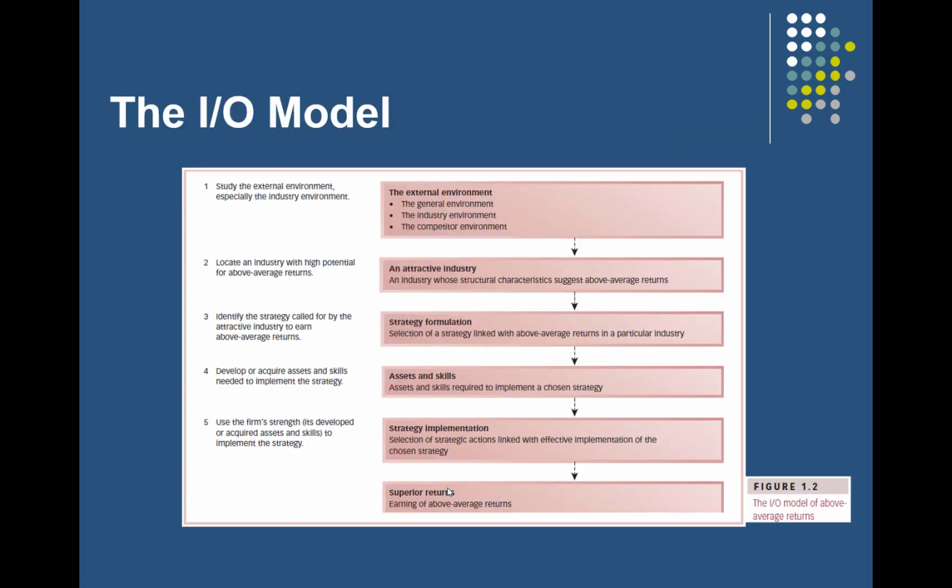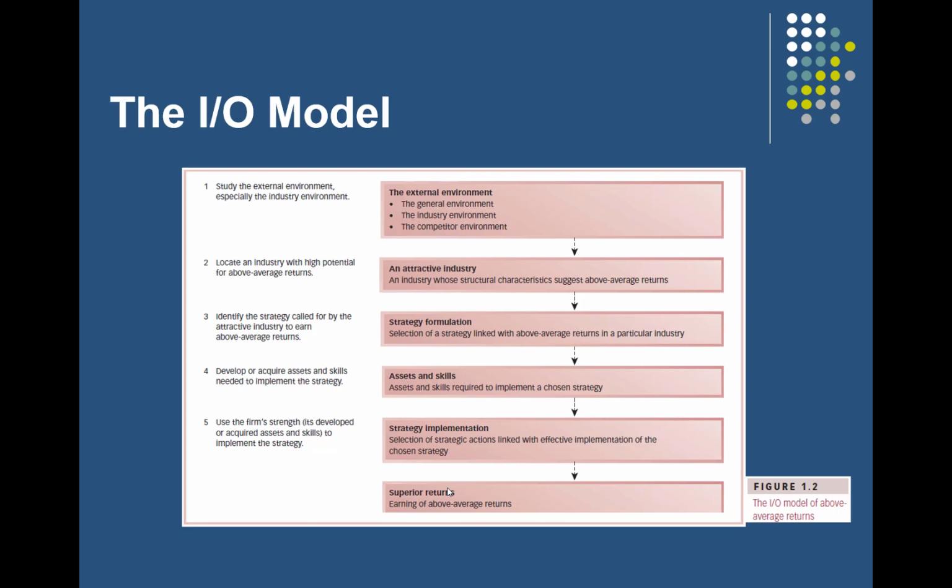And so because of these assumptions, the IO model says that whenever we're starting to think about our strategy, we really need to start with the external environment. And when we think about the external environment, we need to talk about the general environment, which is the bit that we're going to talk about now, the industry environment and the competitor environment.